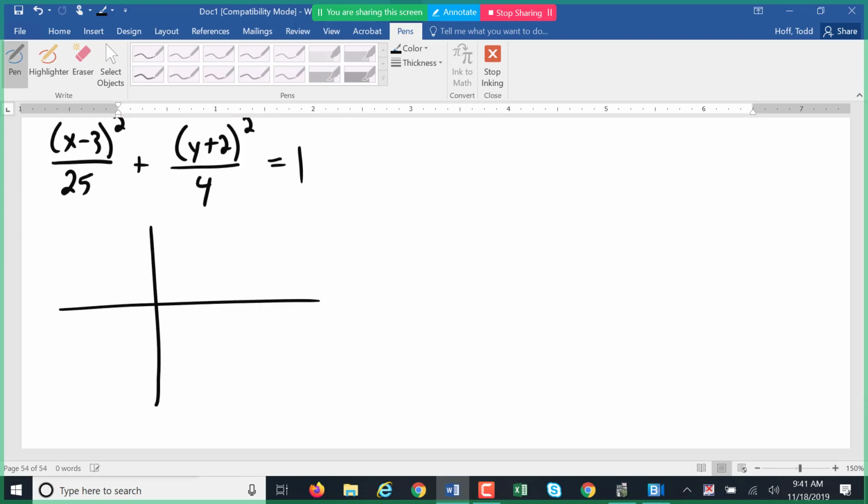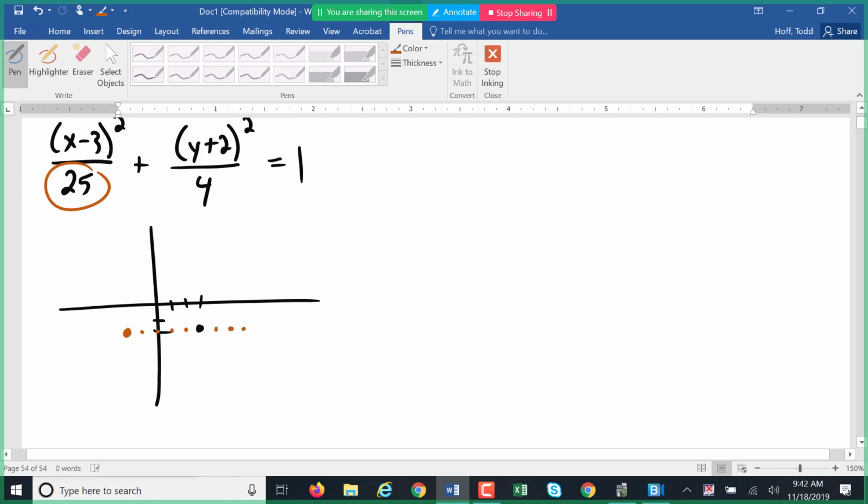So now my center is at 3, negative 2. So right there. My horizontal semi-axis is the square root of 25, which is 5 units long. So 1, 2, 3, 4, 5. 1, 2, 3, 4, 5. My vertical semi-axis is the square root of 4, or 2 units. So 1, 2, 1, 2. So this ellipse is drastically elongated in the horizontal direction.